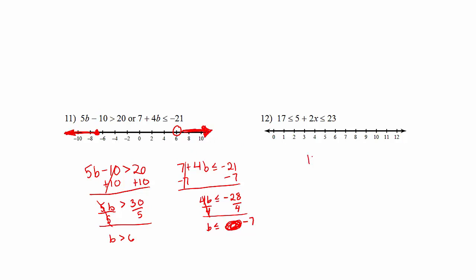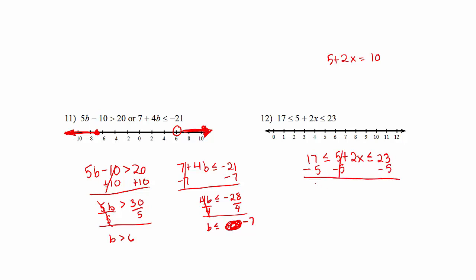On 12, when it's written as one long inequality like this, we're trying to solve the middle for x. So think of it like if you knew what it equaled, that we would subtract the 5 first and then divide by 2. We always divide last. We're going to do the same process. I'm going to subtract 5 on the left, I'm going to subtract it in the middle, and I'm going to subtract it on the right.